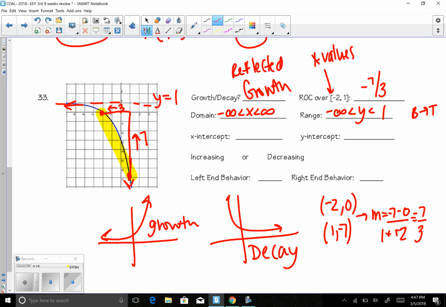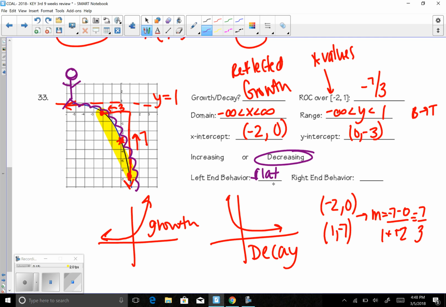The x-intercept is where you cross the x-axis. Negative 2, 0. The y-intercept is where you cross the y-axis. Negative 3, 0, negative 3. X-intercepts and y-intercepts are ordered pairs. Is this graph increasing or decreasing? We always go from left to right, okay? So if I were to stand over here on the left side, what am I going to do as I move down this graph? I'm going to fall down the hill, right? So we're decreasing. Left end behavior is going flat to y equals 1, and the right end behavior is going down.